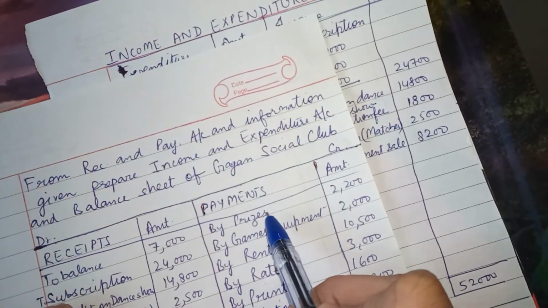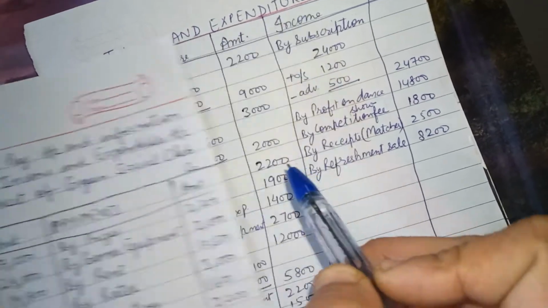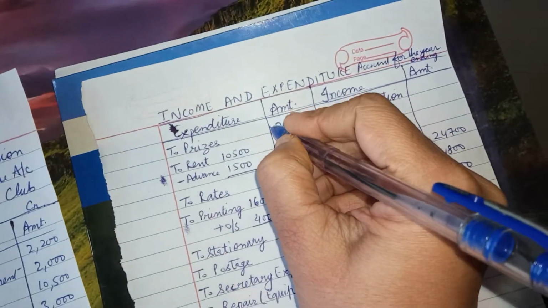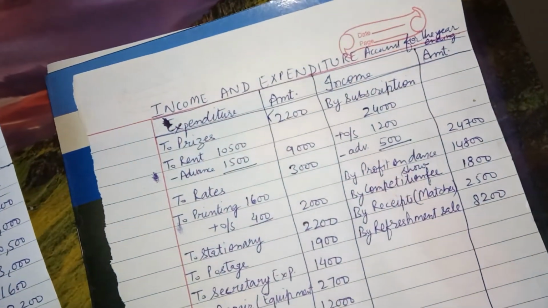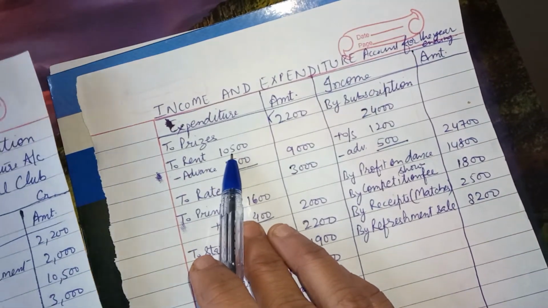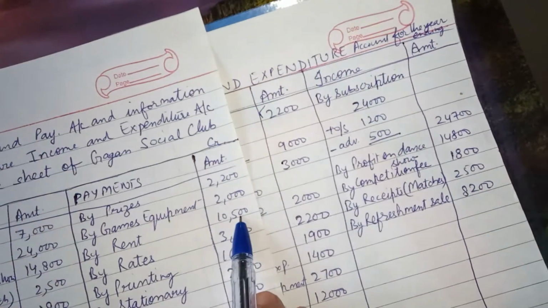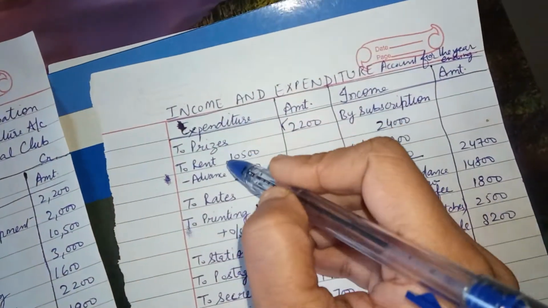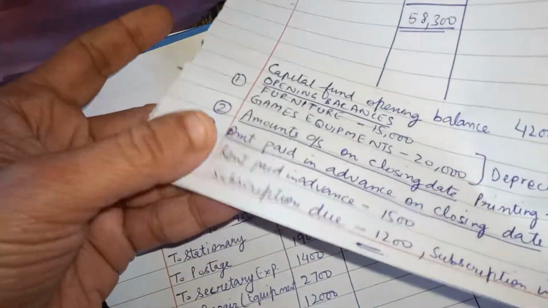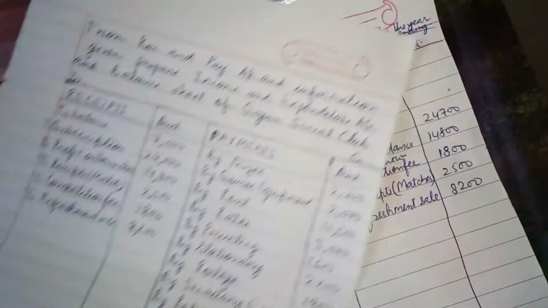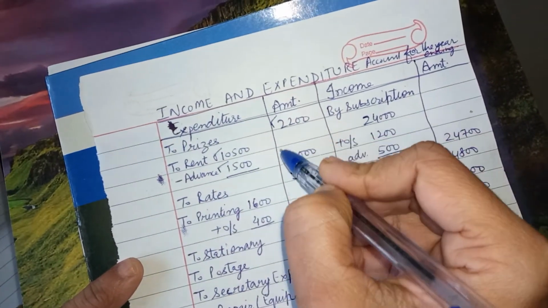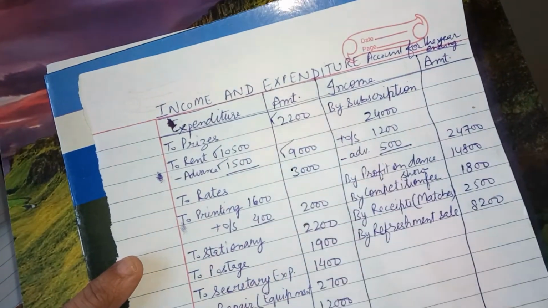Like we had prizes on the payment side, it will appear on the debit side of the income and expenditure account. Then we will have rent of 10,500. We had rent 10,500, but the adjustment was given regarding rent paid in advance to the extent of 1500. So that 1500 will be deducted. 9,000 is only related to this year.